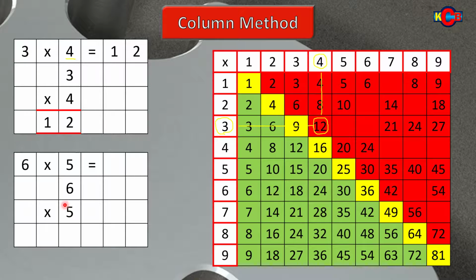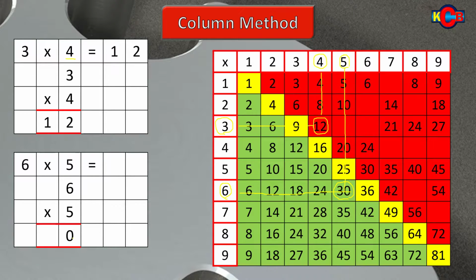Now for the answer, refer to the multiplication table. Again, using the same method. First, we look for 6. Here, 6. Then, next, we look for number 5. Then, draw a line horizontally and vertically until these 2 lines meet. So here we can see that the answer for 6 times 5 equals 30. So down here, write down the answer.